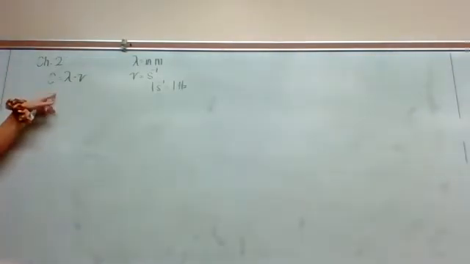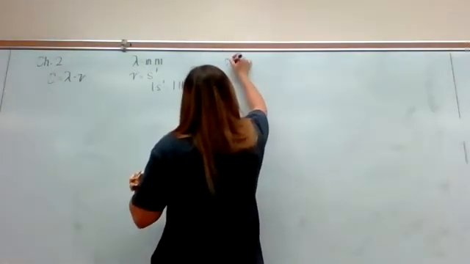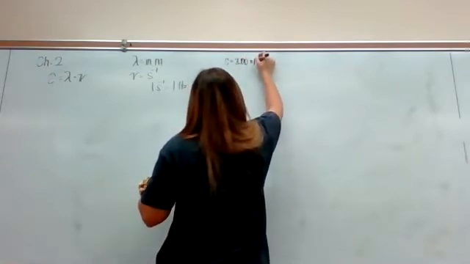We always know C is a constant. It's the speed of light. And any constants, I'll give you on your test. So C is the speed of light.